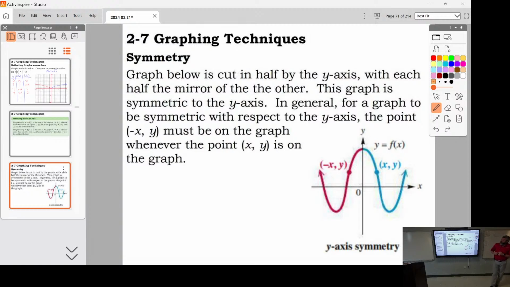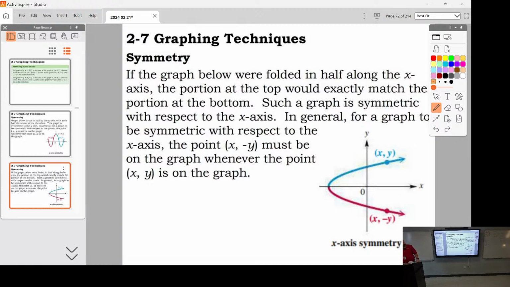In general, for a graph to be symmetric with respect to the y-axis, the point negative x, y must be on the graph whenever the point x, y is on the graph. And we're actually going to do some math with this in just a moment so you can see this taking place. You do not want to graph every possible graph to see if it's symmetric. That's way too much work, plotting points. Okay?